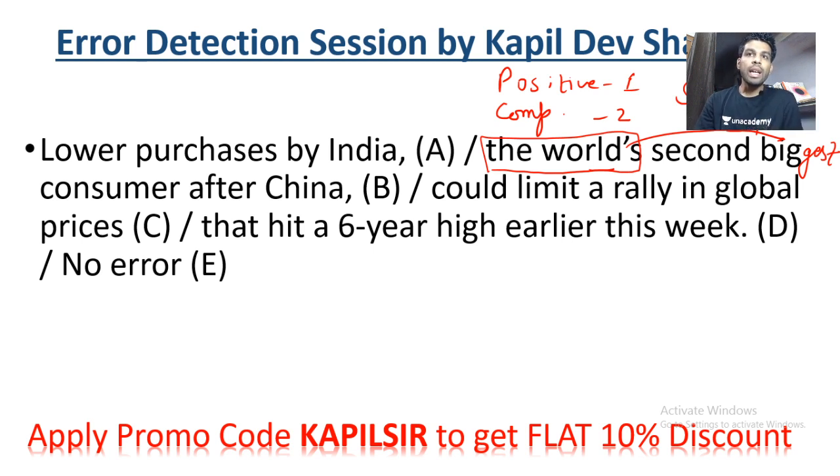So we are going ahead. Anyone having any objection can drop his or her comments here. Lowest purchases by India, the world's largest, biggest consumer after China, could limit whatever is written out there. So the fraction is going to be B, and that's the answer we are putting here. Okay, I'm going ahead. Any doubt from any one of you is welcome.